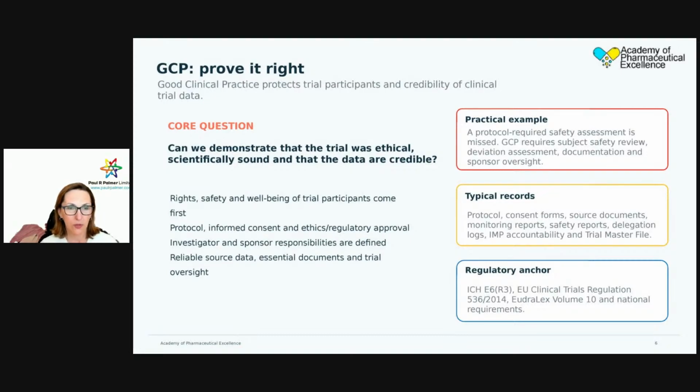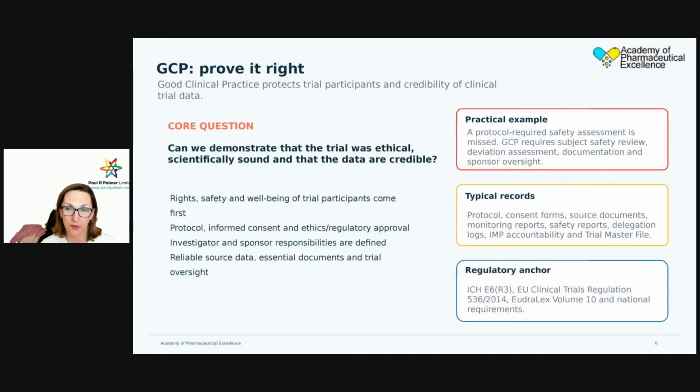Clinical trial results may support decisions about whether a medicine can be authorized, how it should be used, and what safety information should be included. If the data is unreliable or incomplete or poorly controlled, then the decisions that are based on that data will be unsafe and unreliable. So let's have an example that I have here on a slide for you.